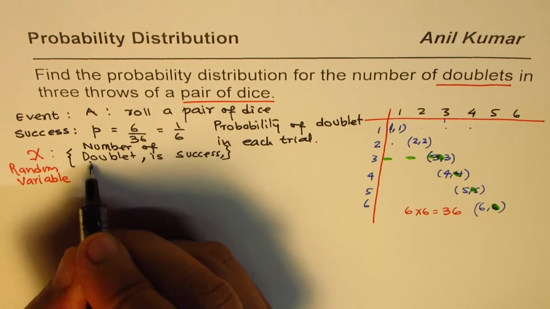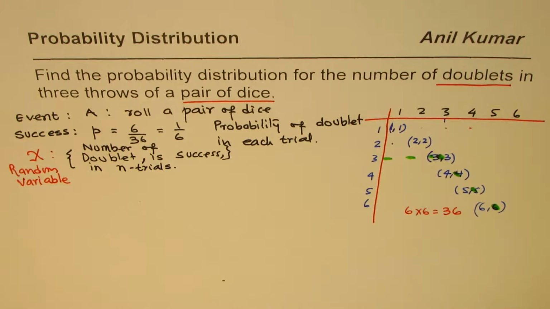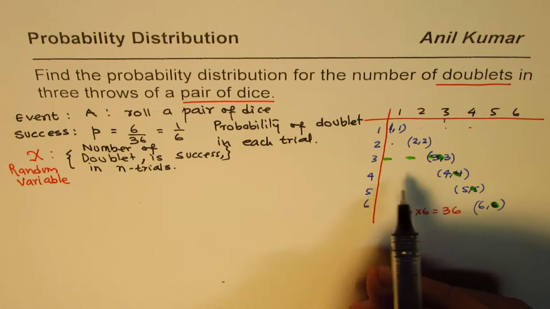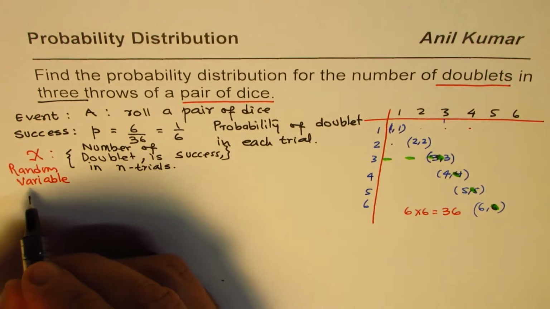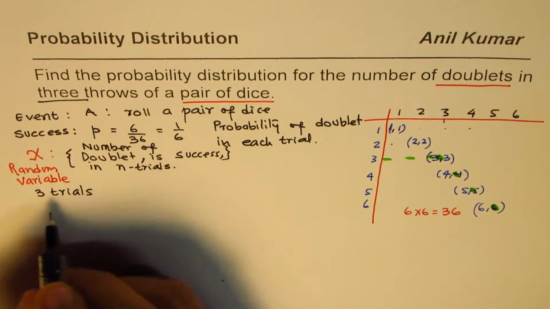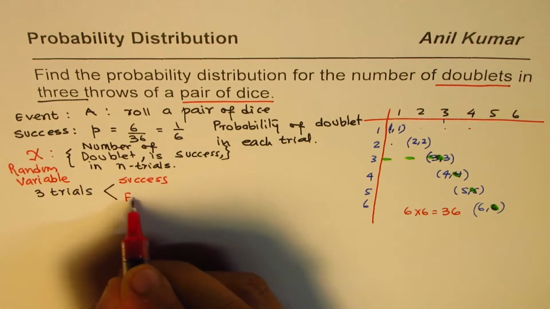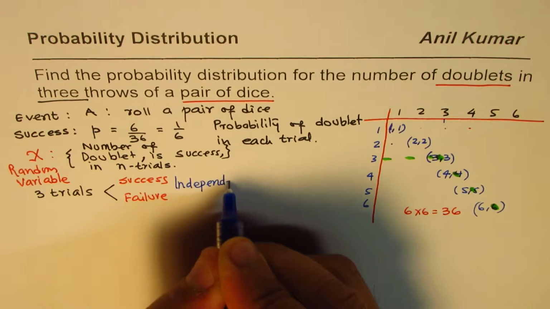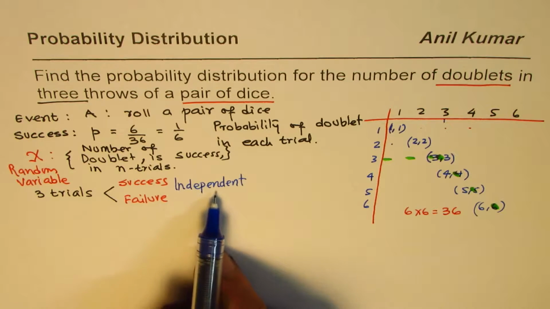in n trials. Are you getting my point? Number of successes in n trials, correct? And from where do we get this number n? This is an independent event. Every time you roll a die, that is a trial. When you repeat your experiment n number of times, it says 3 throws, right? So there are 3 trials, which can have 2 outcomes, either success or failure. And all these trials are independent.